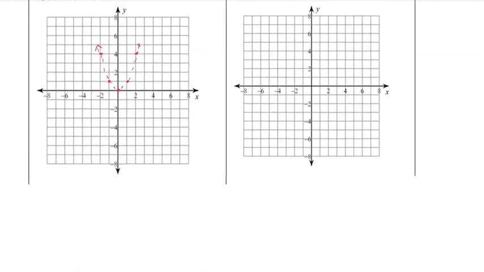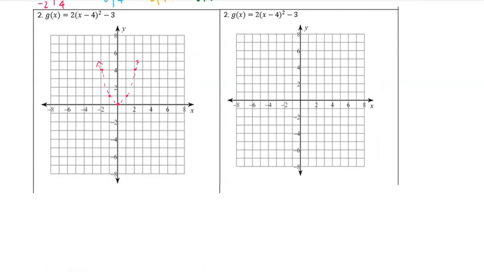Okay, there's my parent function. So let's look at what happened to it. We have to go right 4, and I'm going to write these in order. And then we have a scale factor of 2 on the y, so we multiply the y by 2, and then we have to go down 3. Okay, 1, 2, 3.